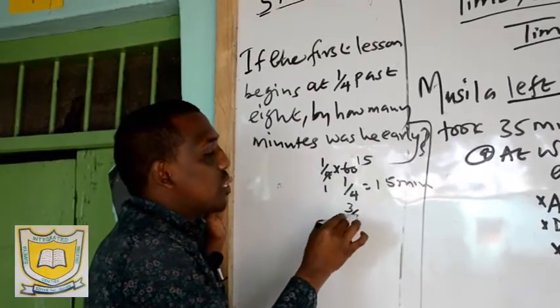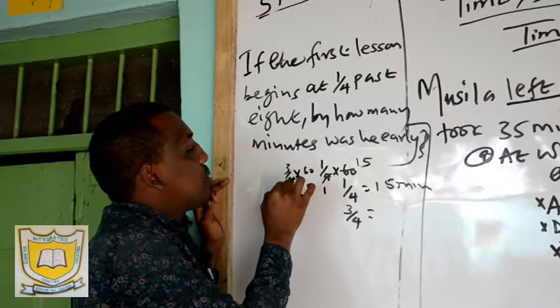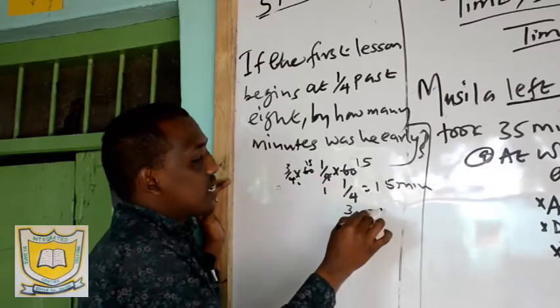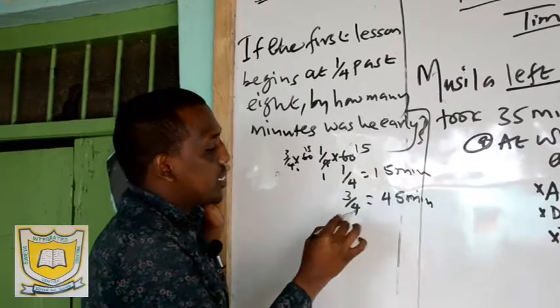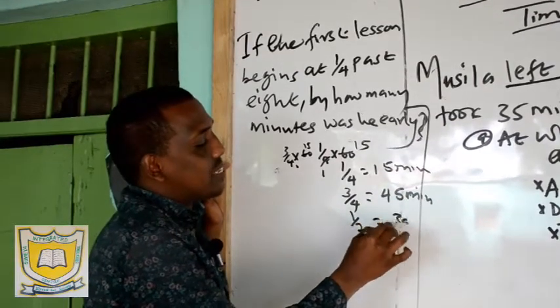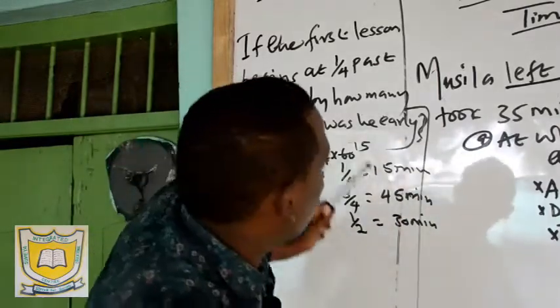If it is 3/4, we say 3/4 of 60, 60 divided by 4 is 15, times 3, so 3/4 is 45 minutes. A half is 30 minutes. So when you're told to change to a fraction, that's how we do it. You should know these things.